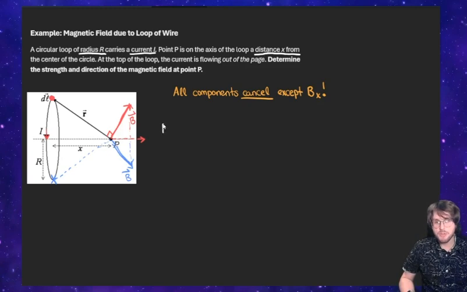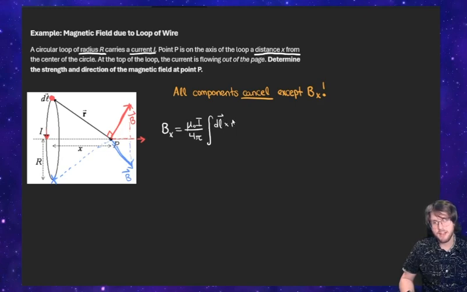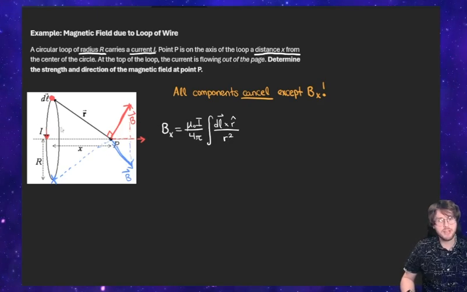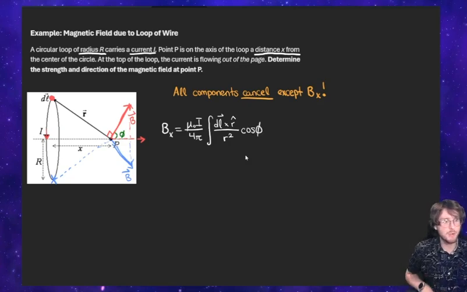So I'll set up the Biot-Savart law specifically for the x direction. So total Bx is going to equal mu naught I over 4 pi times the integral of dl cross r hat over r squared. And since it's the x direction, let's say we're defining this angle here as phi, then it would be the cosine of that angle phi. And we will leave that as a problem for ourselves later to figure out exactly what that angle is.